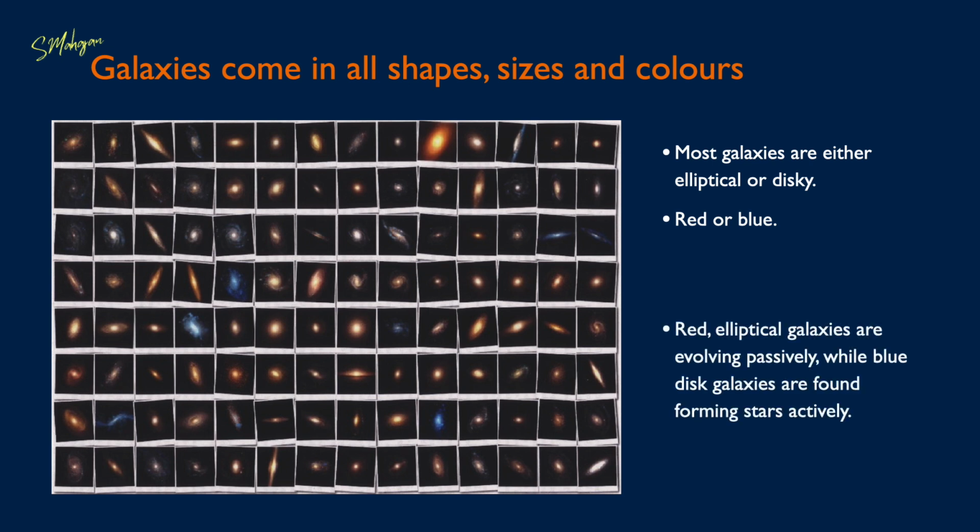Combining the two pieces of information together, astronomers came to the conclusion that red galaxies are elliptical while disk galaxies are blue. We now know that this is because the disky blue galaxies are forming stars actively while the red ellipticals are evolving passively. Also note that among the disk galaxies, while some have clear spiral structures, others are more irregular in shape and therefore called irregular galaxies.